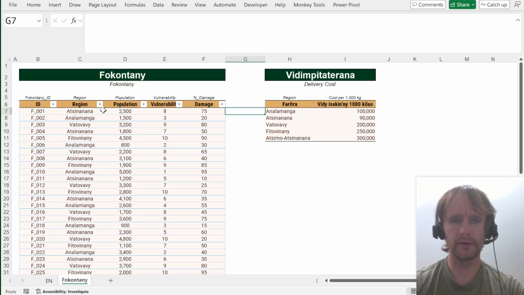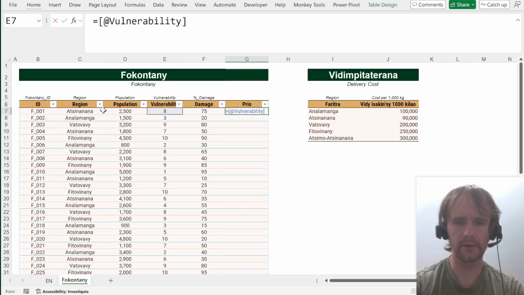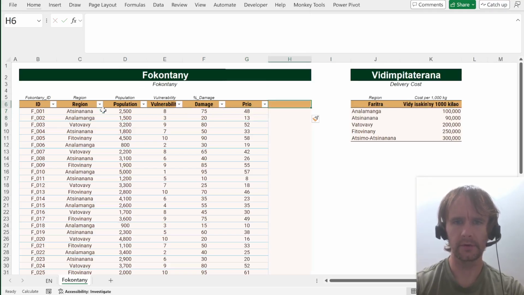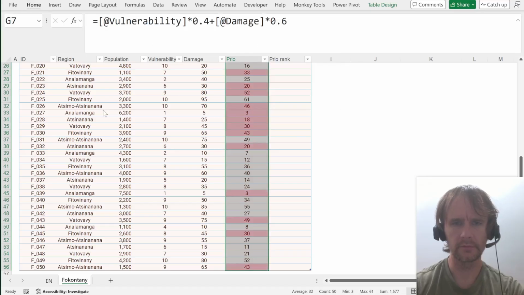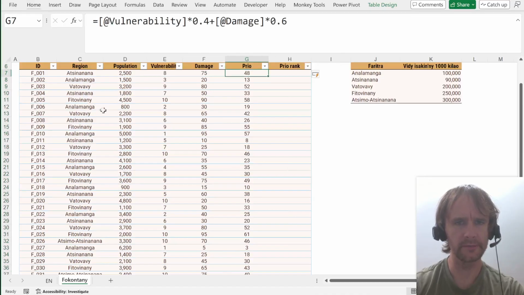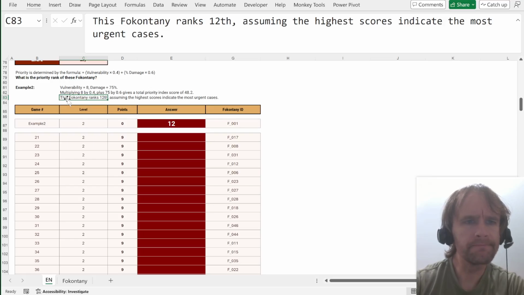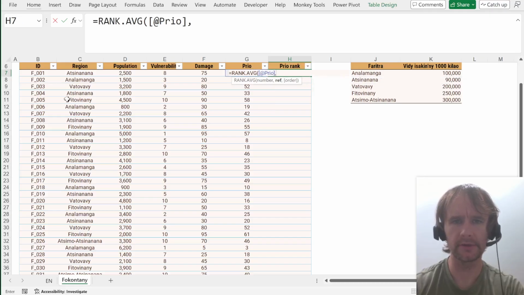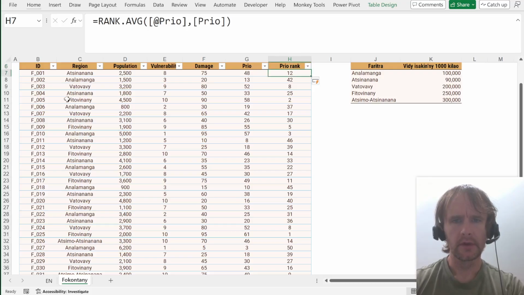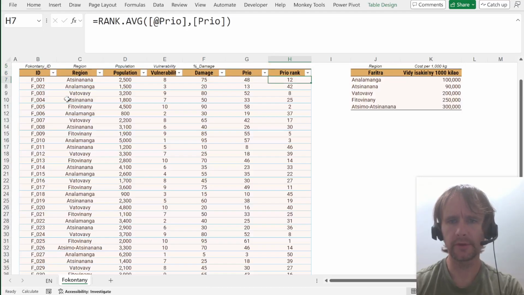Read the question, Tim. Read the question. All right. So priority is going to be this times 0.4 plus this times 0.6. Then we want prior rank. And just, are there any duplicates here? Loads. So what does that mean? Concerning. Okay, so let's do RANK.AVG for now of this in this. That is 12th. Is anything else 12th? Because that would help to settle my mind. No, nothing else is 12th.